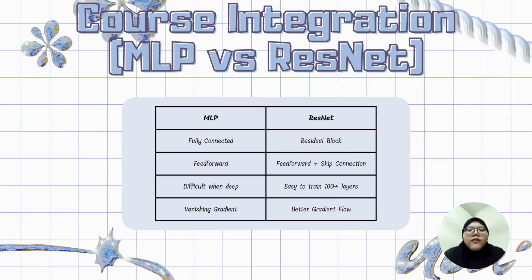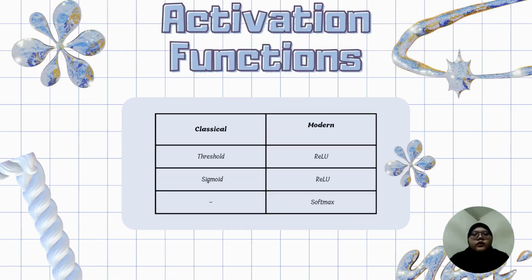When MLP becomes very deep, it often suffers from the vanishing gradient problem, making training difficult. However, ResNet can be trained with more than 100 layers because the skip connection improves gradient flow during backpropagation. Overall, ResNet is more effective than MLP for deep neural networks because it provides better gradient flow, supports deeper architectures, and achieves higher performance in image recognition tasks.